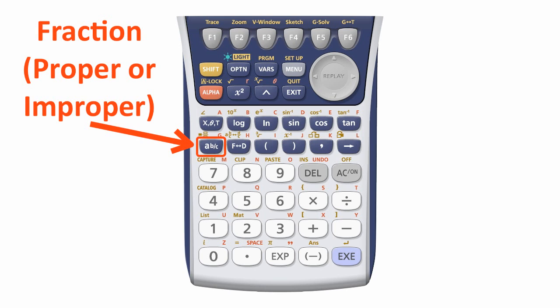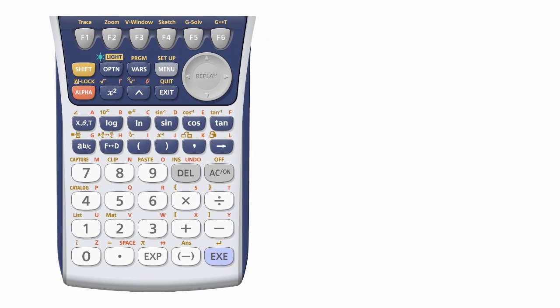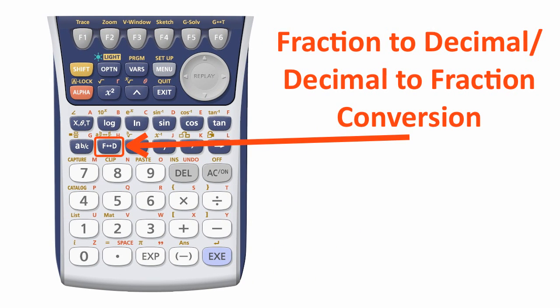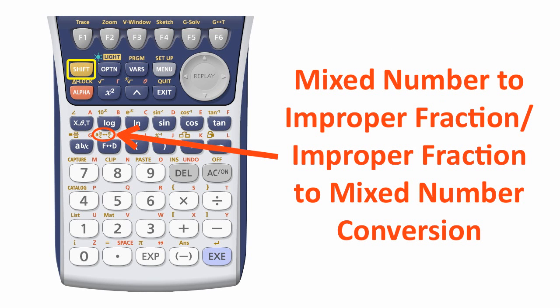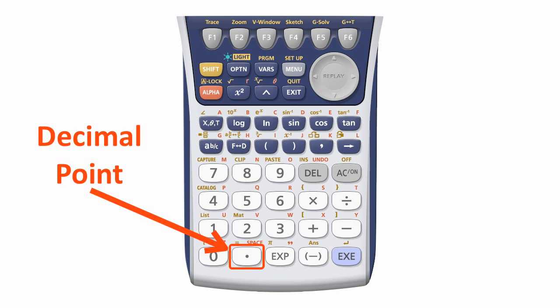This is the button you need to press to input a fraction, either proper or improper, in your calculator. Just above it is the function you need to use to input a mixed number. To alternate between fraction and decimal format, use this key. The function above it is used to alternate between mixed numbers and improper fractions. And finally, here's your decimal point.